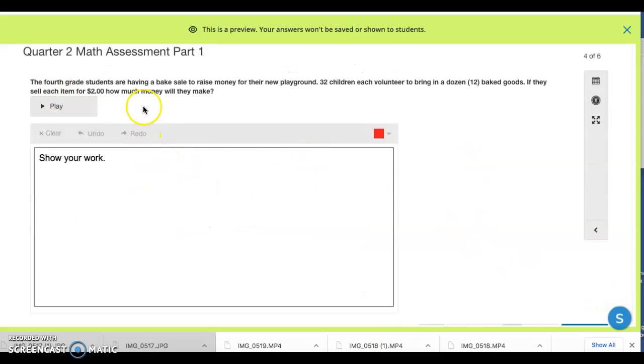On this one, this is a story problem that I've read to you in the play. And you need to solve it showing your work here. So draw pictures, do whatever you need to do. Good luck on this.